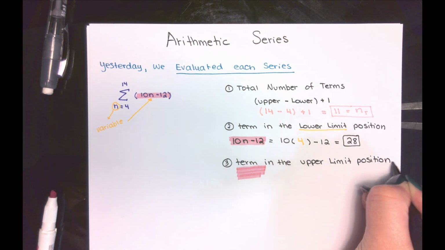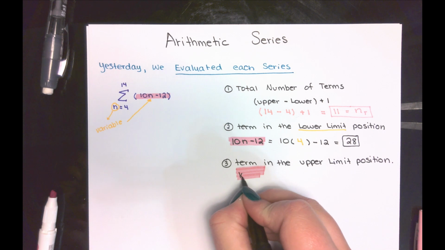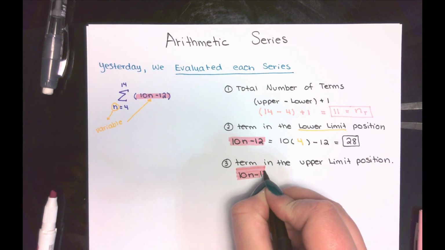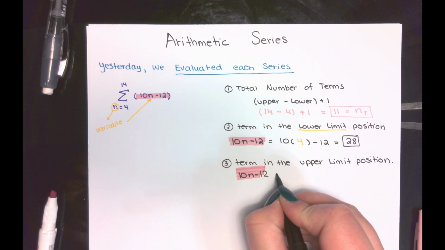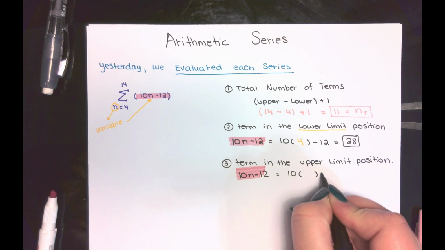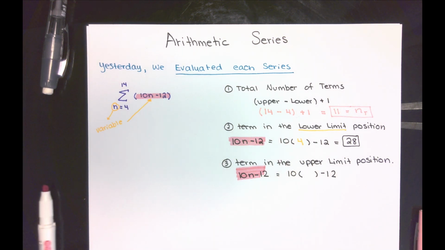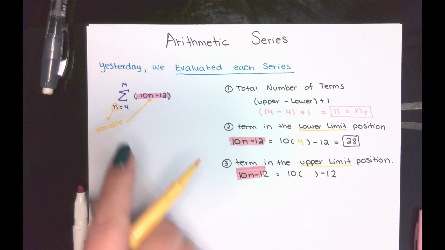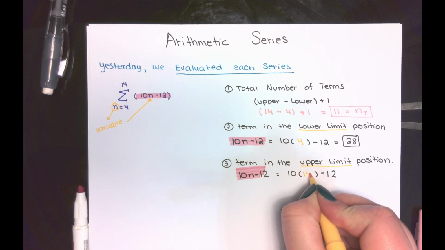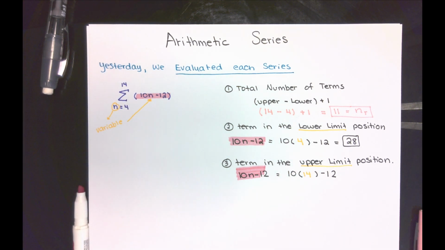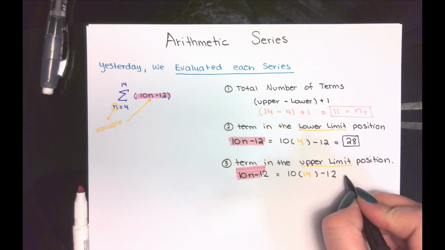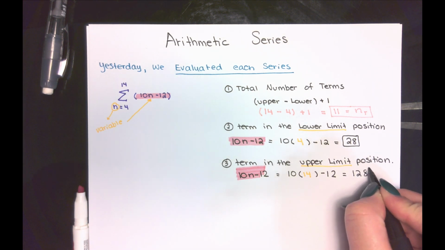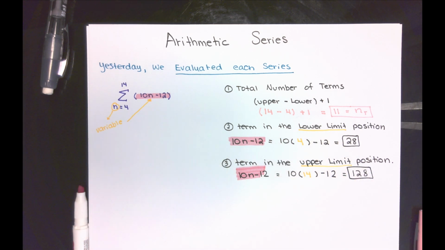And you can already see that I highlighted. So we're going to write our equation, technically explicit rule that they provided. Open up for n, and now instead of putting in our lower limit, we're going to put in our upper limit, which is 14. So 10 times 14 minus 12, and I get 128 as the term in the upper limit position. Now, in our formula, you won't see a lower limit position, you won't see an upper limit position.